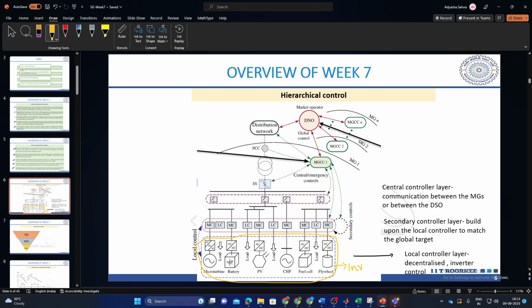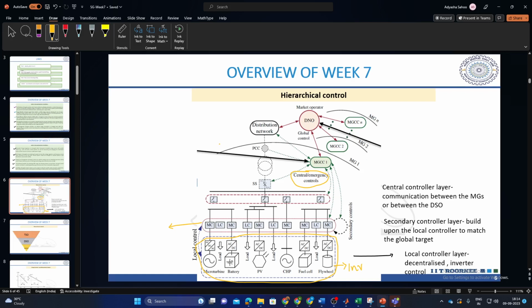But since they don't know of the global objective, the secondary control layer will again improve the performance of the local control layer, and it will try to match the global target. So this is the secondary control layer, and above that we have the central or emerging controls, which is within the microgrid or with other microgrids or with the distribution system operator, that we'll see.